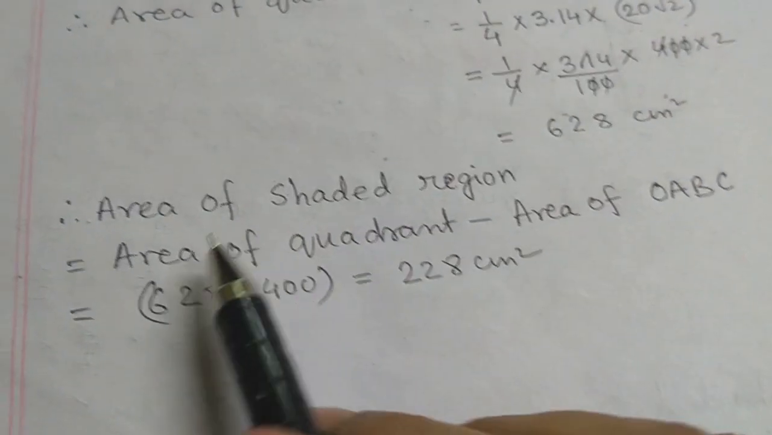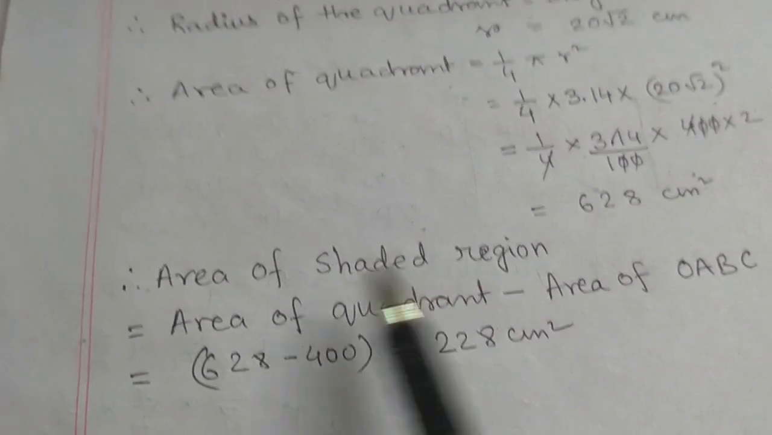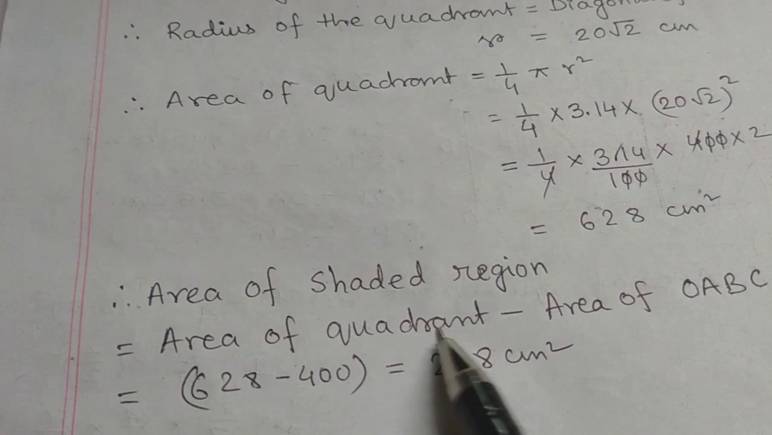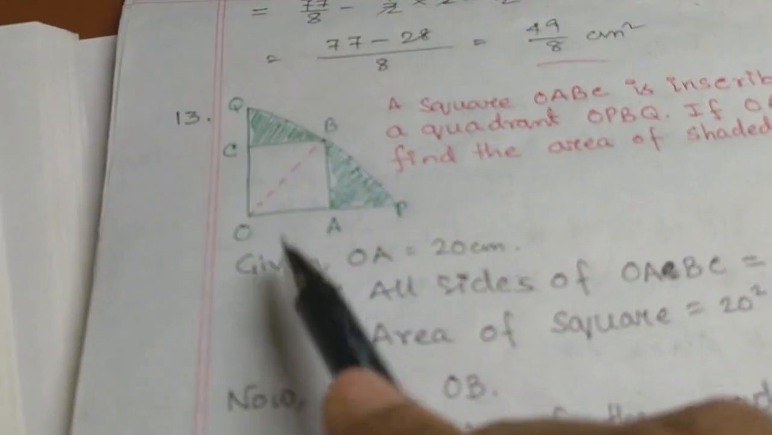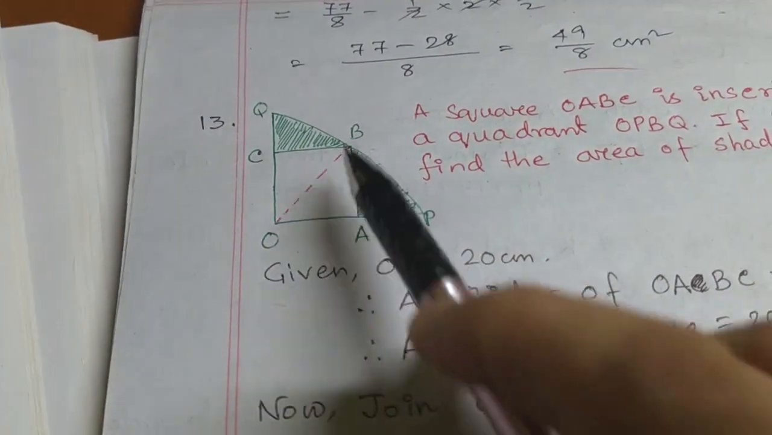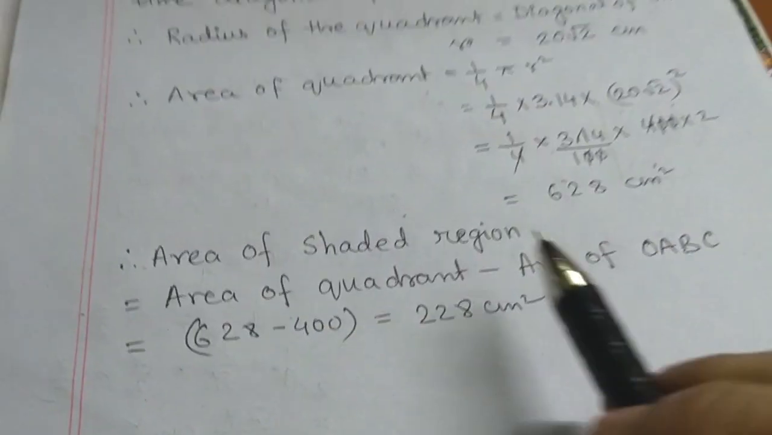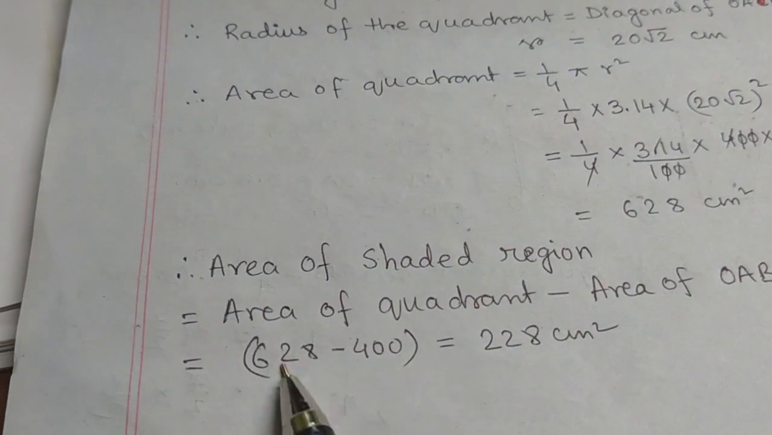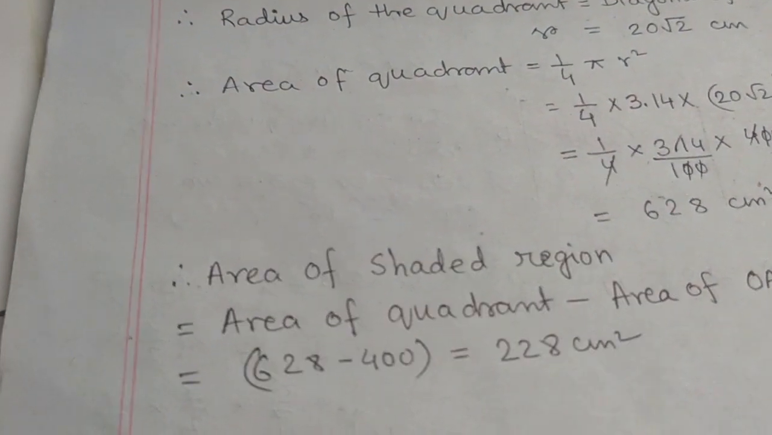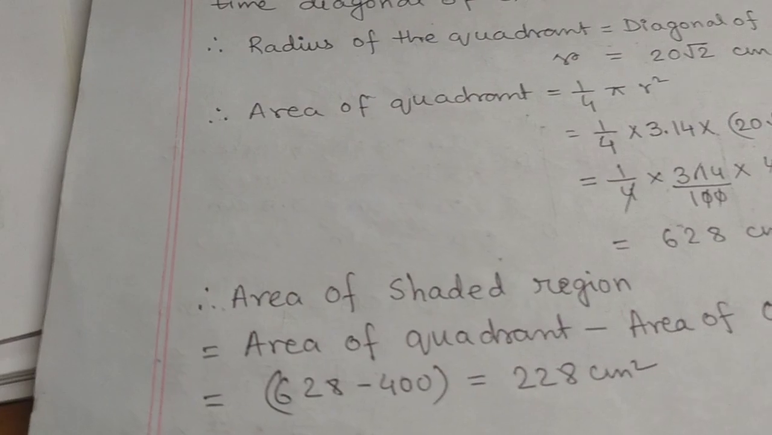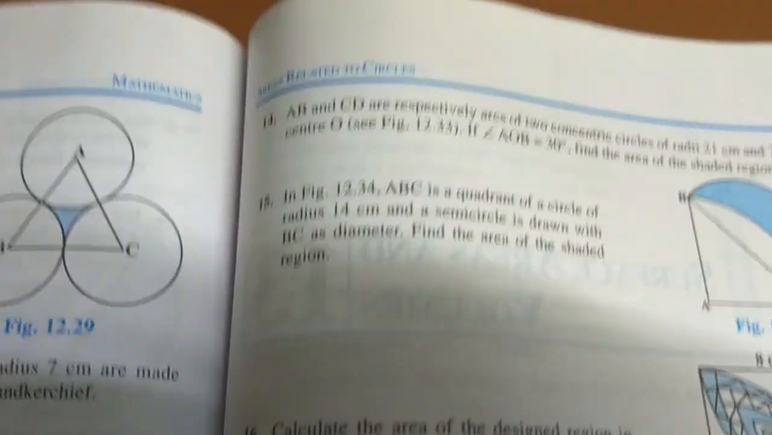So the area of the shaded region is the area of the quadrant OPBQ minus the area of this square OABC. So I did 628 minus 400, which is 228 centimeters square. Come to question number 14. What is question number 14?